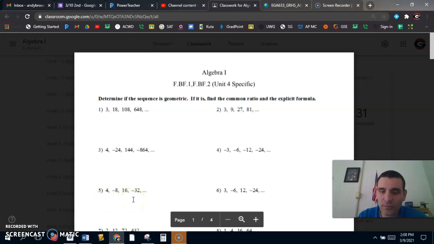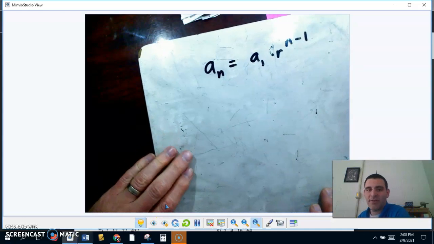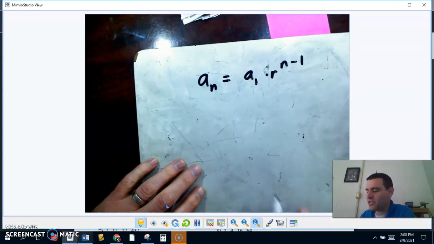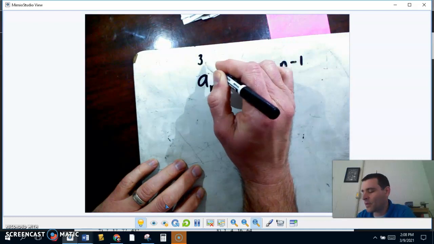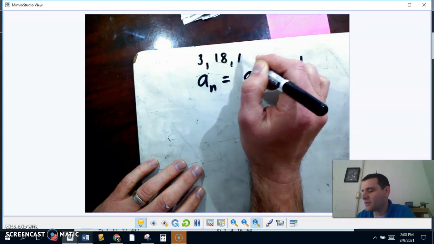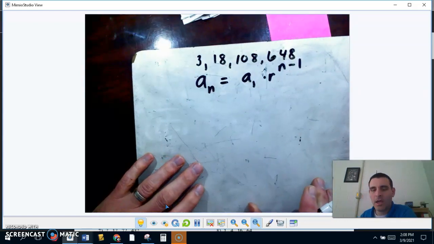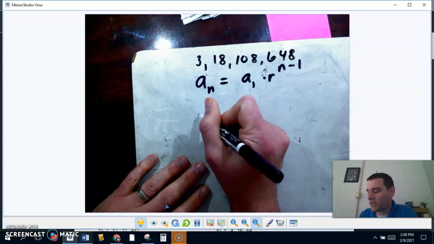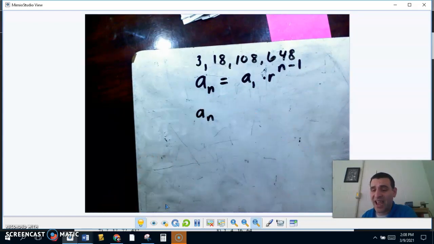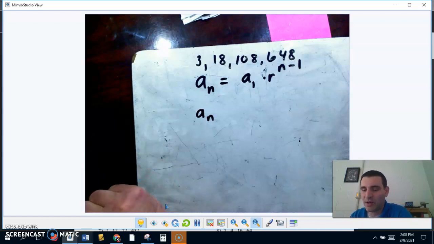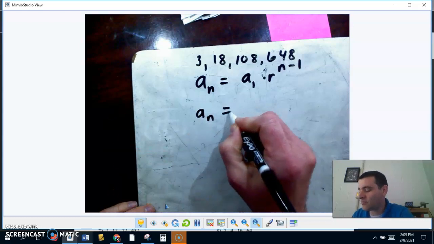Now to write the explicit formula, I have the formula written down from the formula page here, and the sequence was 3, 18, 108, 648. Okay? So when we write down the formula, we generally want to leave this n alone. N is just a counter. It just says, hey, give me any position in the sequence, and I'll tell you what number's in that position. So we're not going to worry about n right here. A sub n is a sub n.